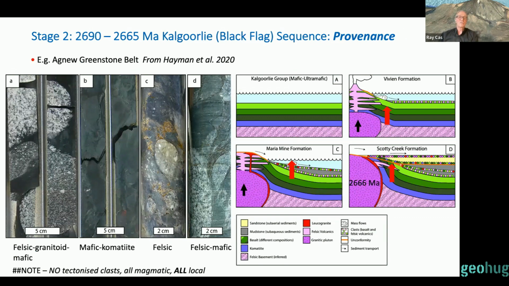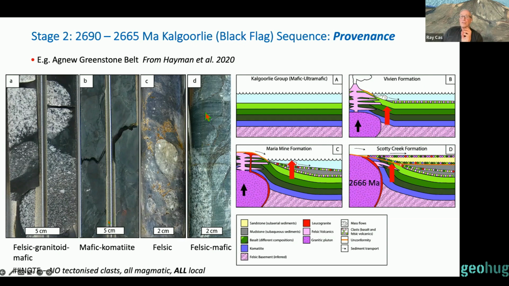So here's from a paper by Heyman et al., from a study that we did at Agnew, showing some of these different assemblages of conglomerate clasts. So on the two left-hand pieces of drill core, felsic and granitoid and mafic. So felsic, mafic, granitoid. The central two are mafic and komatiitic. The right-hand ones are felsic and mafic.